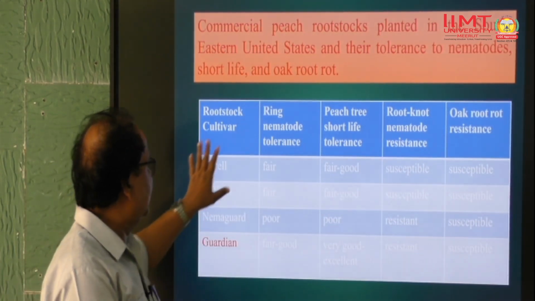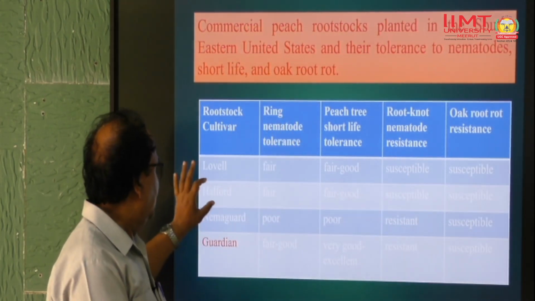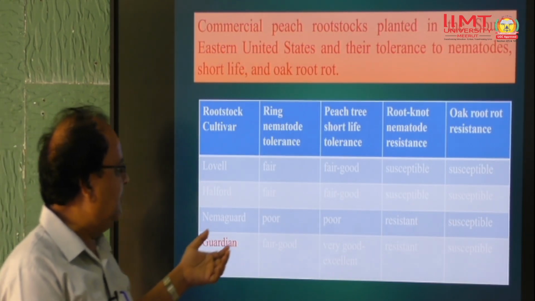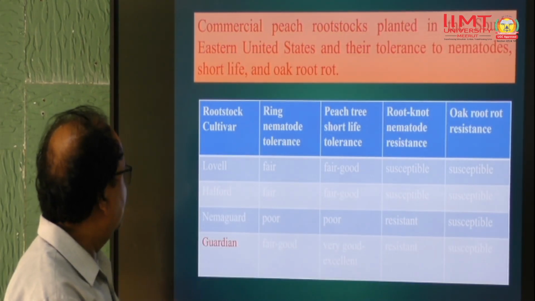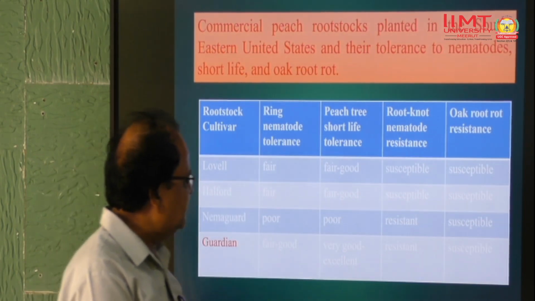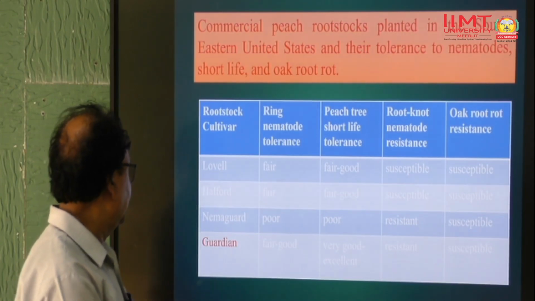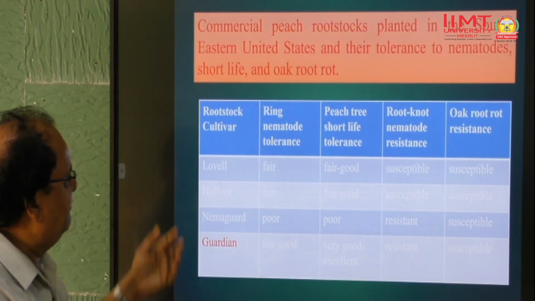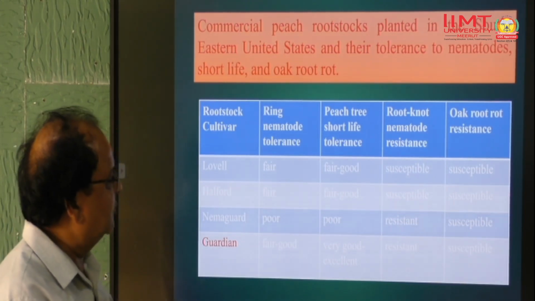So the fair character comes from the ring nematodes and fair in peach tree short life tolerance. In Hartford, fair is for ring nematodes, peach tree short life tolerance is fair and good, and the other two are susceptible. Nemaguard is very poor for ring nematode tolerance, and for peach tree short life tolerance it is poor, resistant to root knot nematode, and susceptible to oak root rot. Guardian is fair to good for ring nematode, very good to excellent for peach tree short life tolerance, resistant to root knot nematode and susceptible to oak root rot.